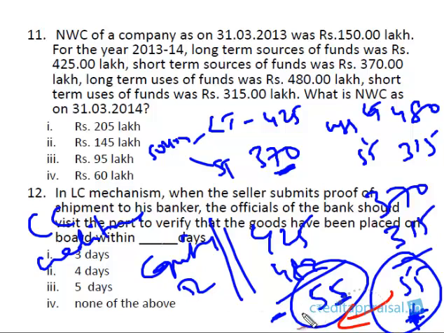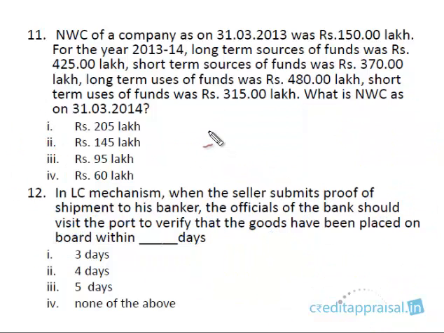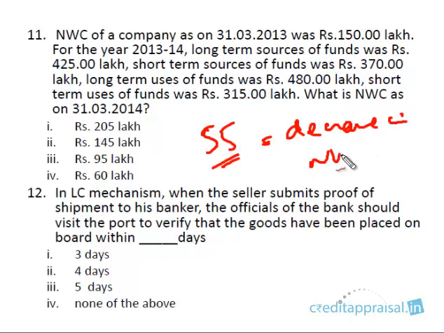So this 55, whether you call it long-term deficit or short-term surplus, both will be the same, 55. If you understood the concepts pretty clearly, you'll find the answer to this question very easy. The linkage comes here. This 55 is nothing but the decrease in NWC.